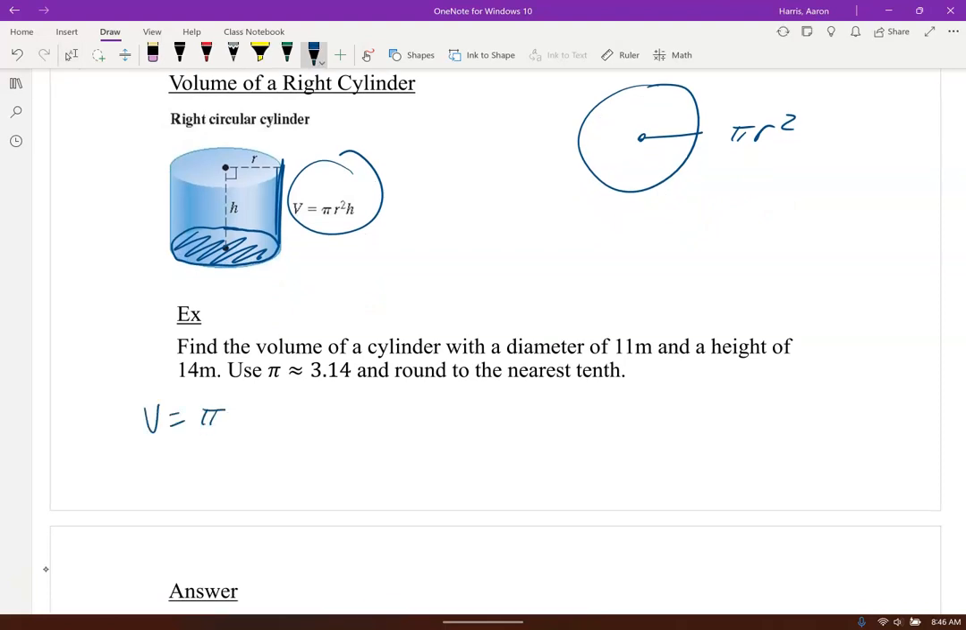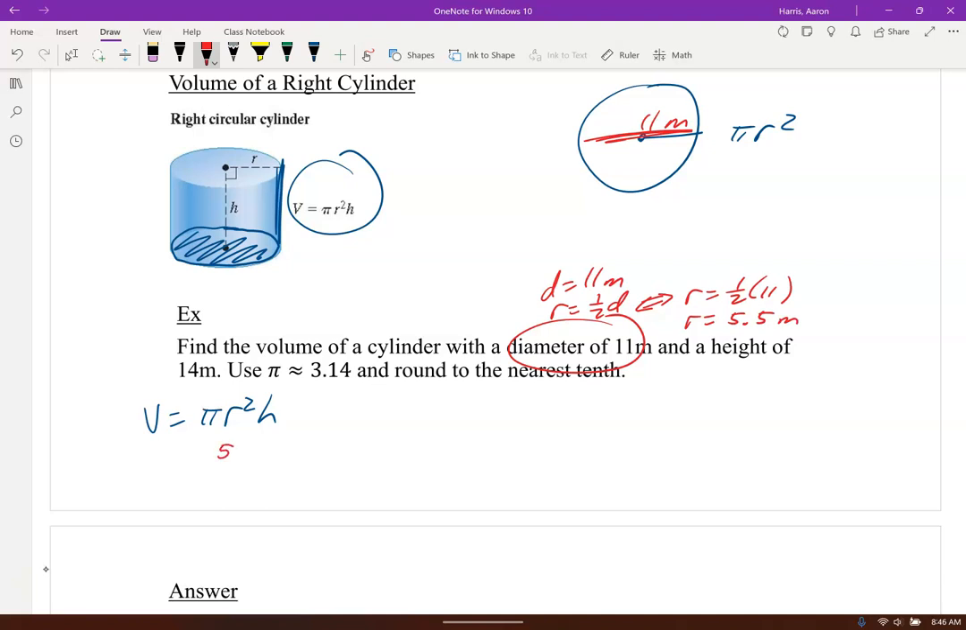So for this one, pi r squared h, find the volume of a cylinder with a diameter, they're telling us, all the way across of 11 meters. So the radius would be 11 divided by 2. Since the diameter is 11, the radius would be half the diameter, or 5.5 meters. That's our radius. So let's put 5.5 in, squared, and it has a height of 14 meters.